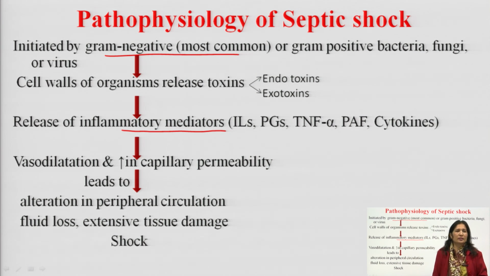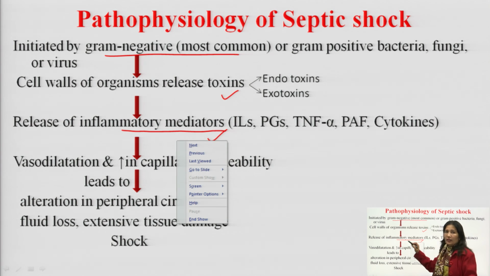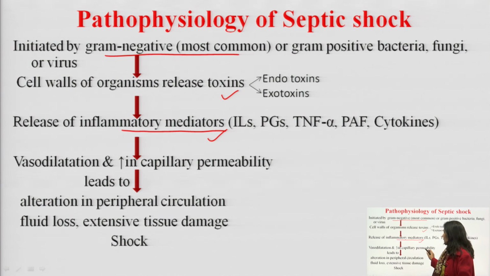interleukins, prostaglandins, tumor necrosis factor alpha, platelet activating factor and cytokines. Because of the release of these toxins, these inflammatory mediators cause inflammation, like vasodilation and increase in capillary permeability, which will further lead to alteration in peripheral circulation, fluid loss and extensive tissue damage and shock.